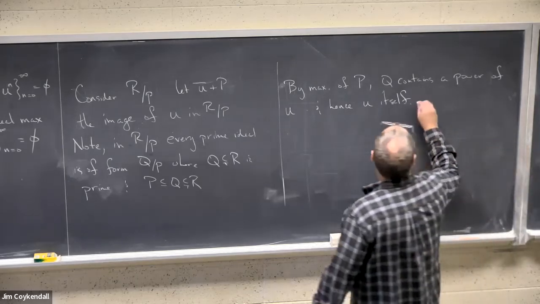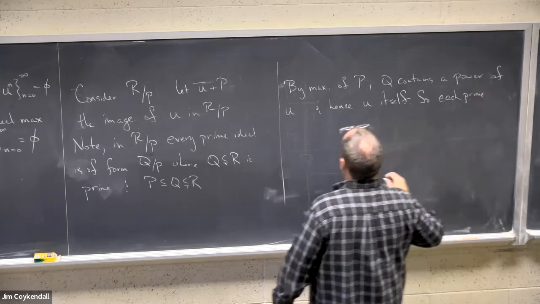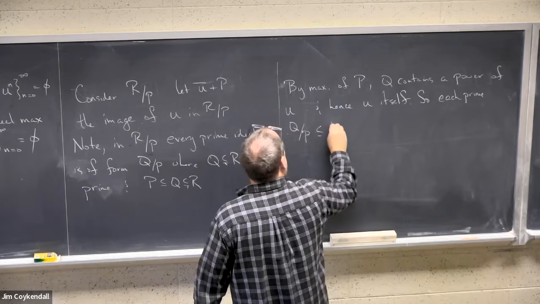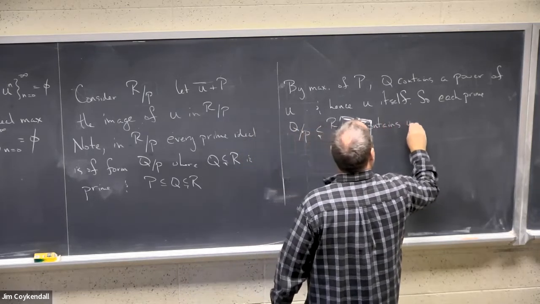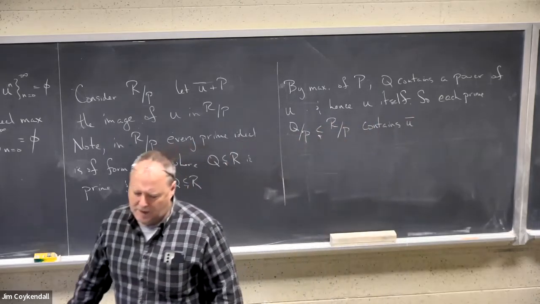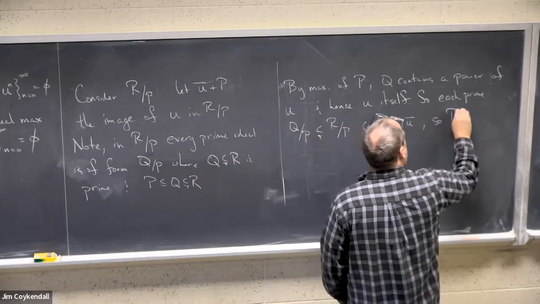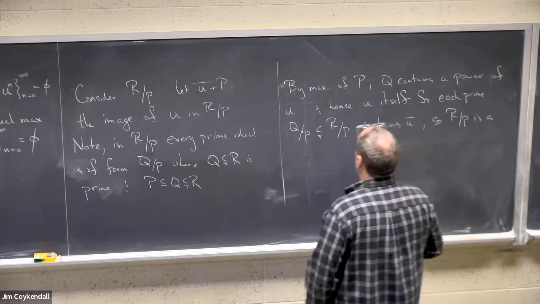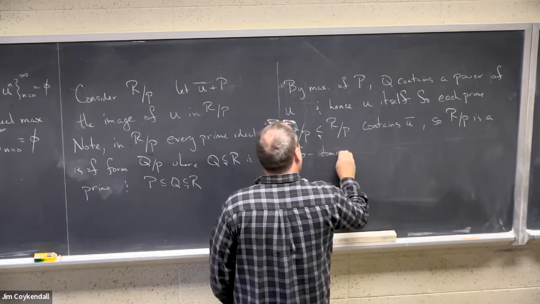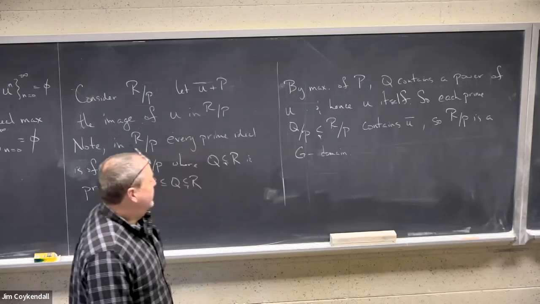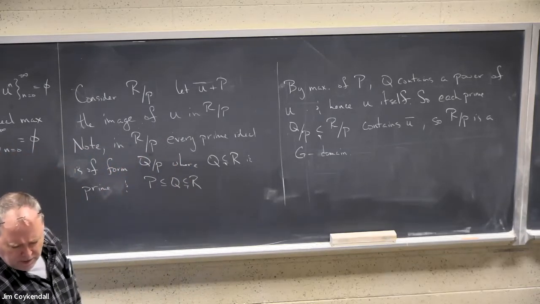So each prime mod P inside, and there you have it. So that means that R mod P is a G-domain. Either R mod P is already a field itself, or when you take R mod P and you join the inverse U bar, then you'll get the quotient field of R mod P.